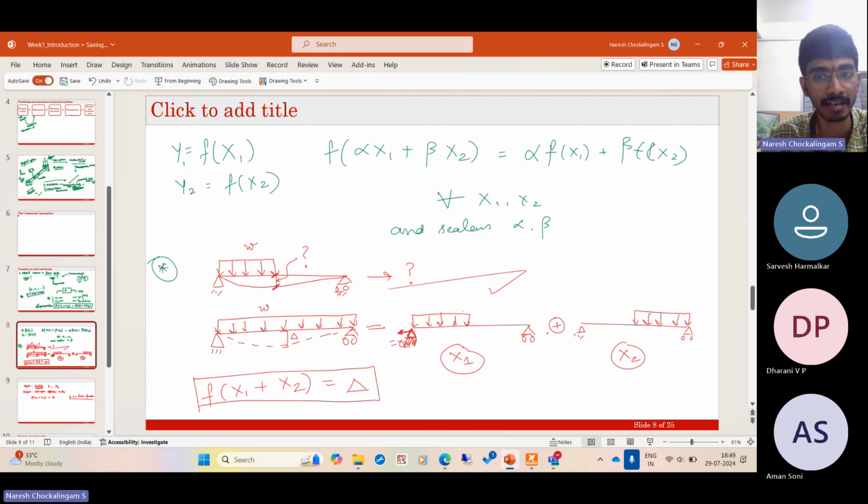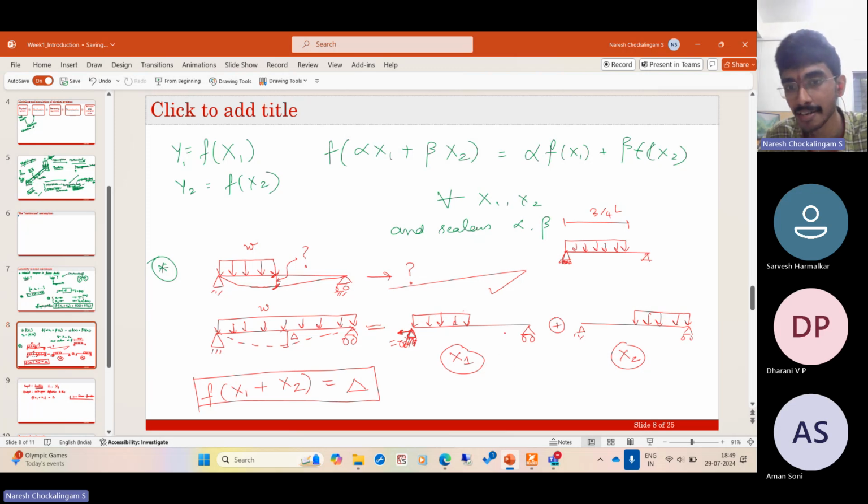That is your argument. But suppose I ask the same question, same thing, and suppose 3/4 of the span is loaded. You will not be able to tell the answer, right? So what is the critical thing that you're missing out here? Dharani was actually a little closer. Since you said both are rollers, can you tell something about this? If you flip it about the center line, what do you get?